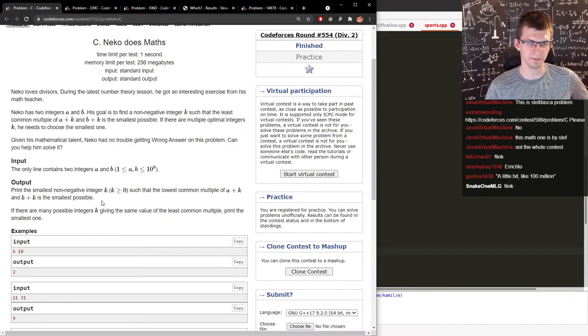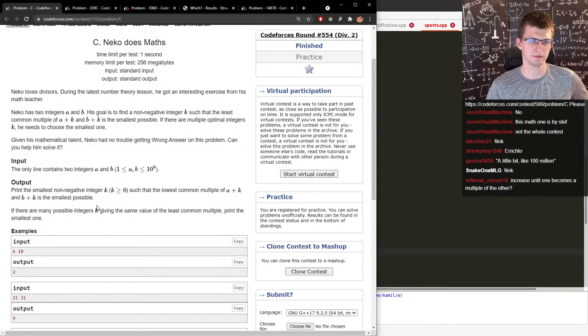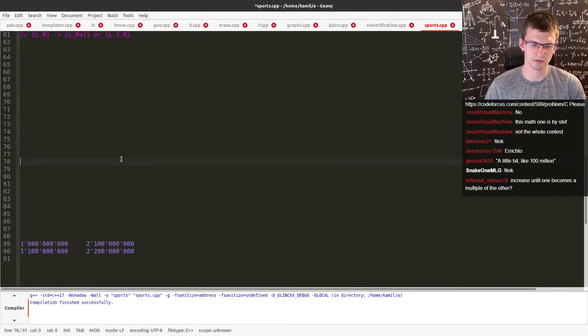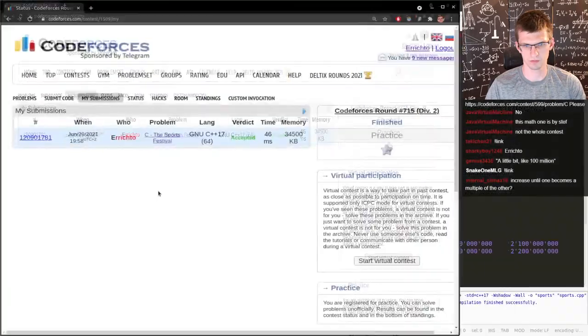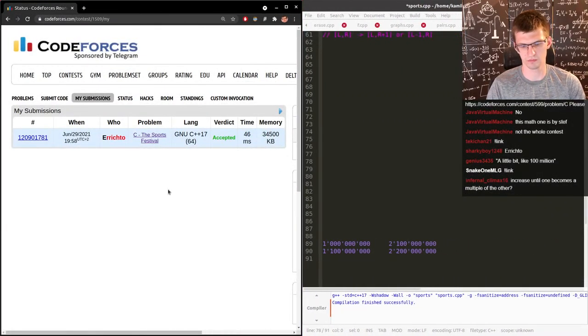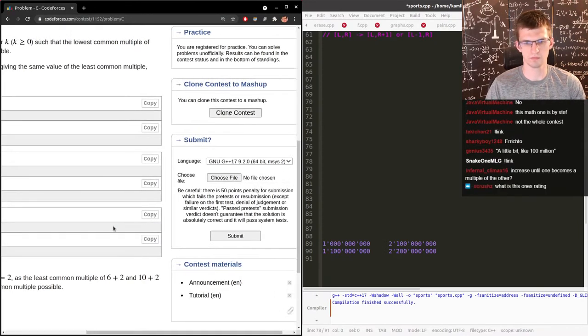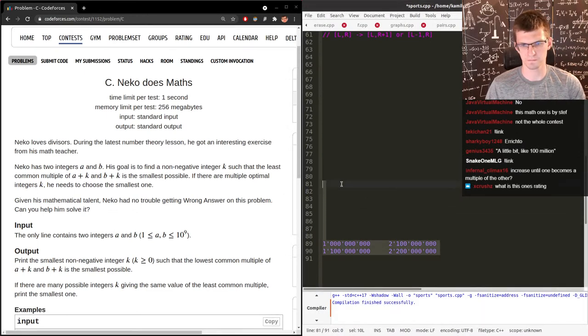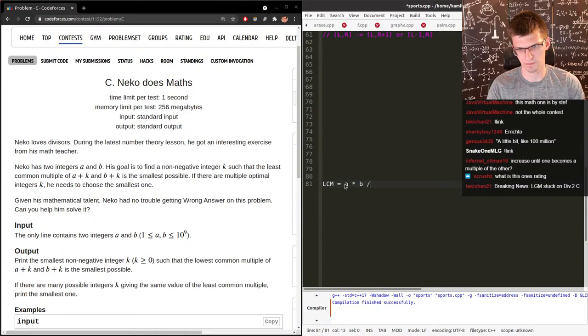LCM is the product divided by GCD. So it's almost like we maximize GCD. I see. GCD is in particular a divisor of the difference. I think we will investigate all divisors of GCD. We want to minimize LCM, so we want GCD to be big, if possible, of course. But also GCD of A plus K, B plus K.